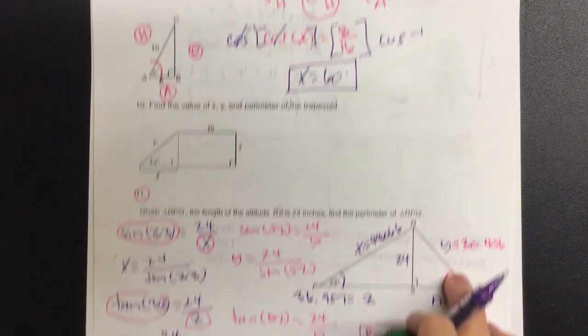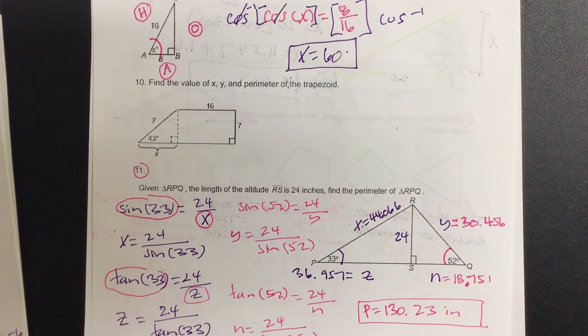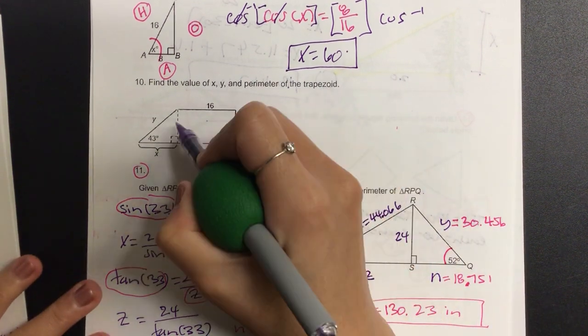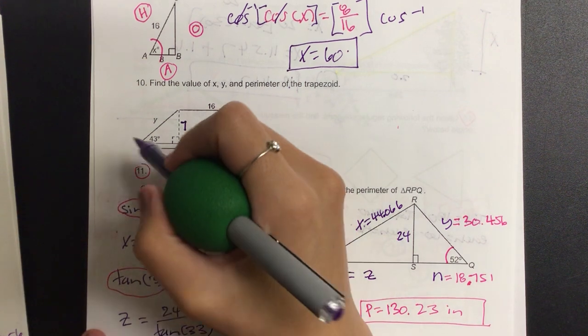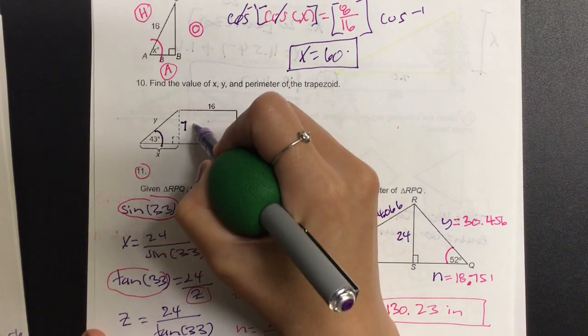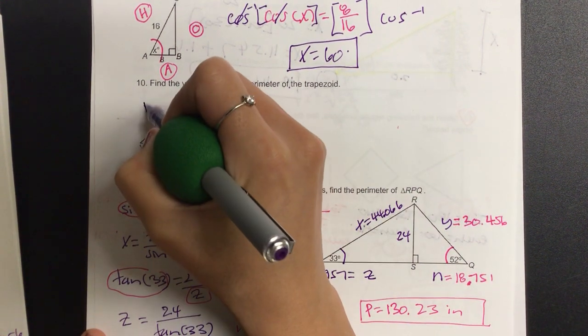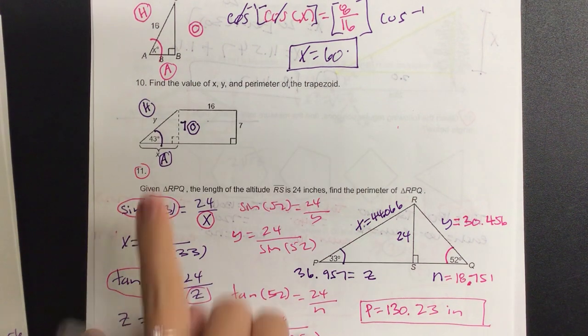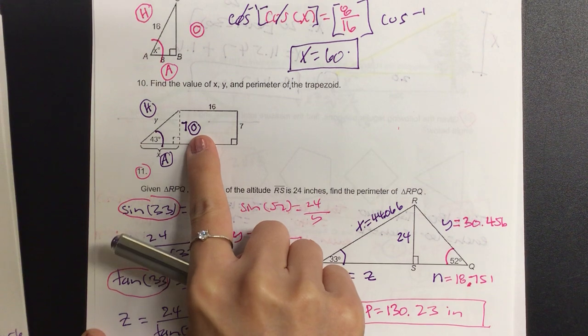Okay. For number 10, it says to find the value of X and value of Y. So let's go ahead and find the value of X first. If I know I have 7 here, I know I can go ahead and put 7 on the opposite side since we have a rectangle. Okay, let's start labeling. Here's my opposite of the angle. Here's the adjacent. And here's my hypotenuse.